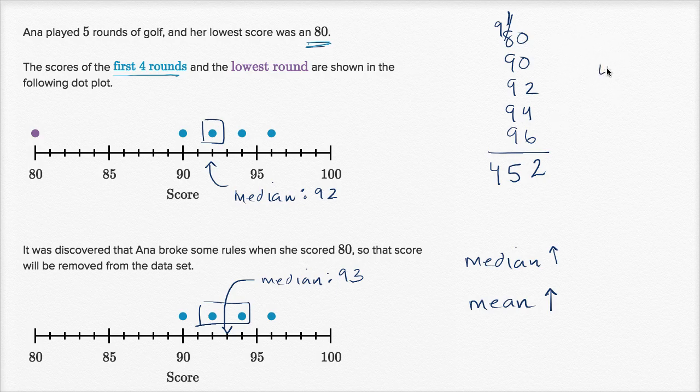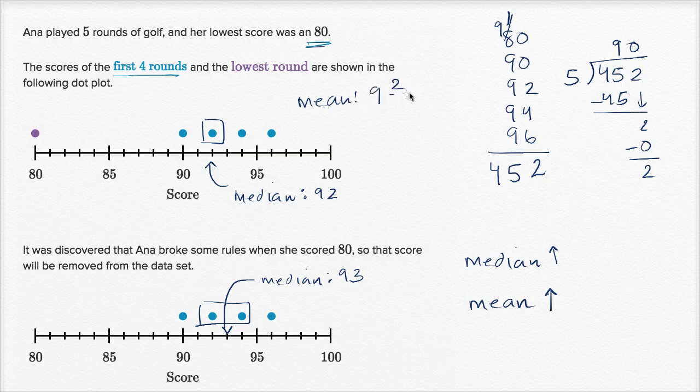452 divided by 5. 5 doesn't go into 4, it goes into 45 9 times. 9 times 5 is 45. You subtract, you get 0, bring down the 2. 5 goes into 2 0 times. 0 times 5 is 0. Subtract, you have 2 left over. So you can say that the mean here is 90 and 2 fifths. So the mean is right around here. That's the mean of these data points right over there.